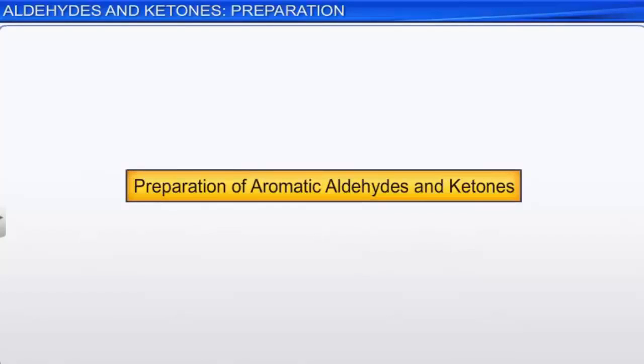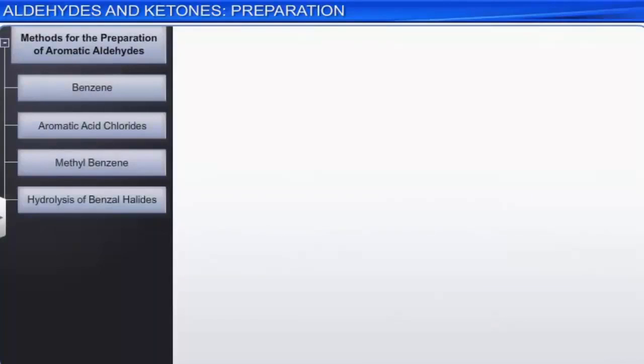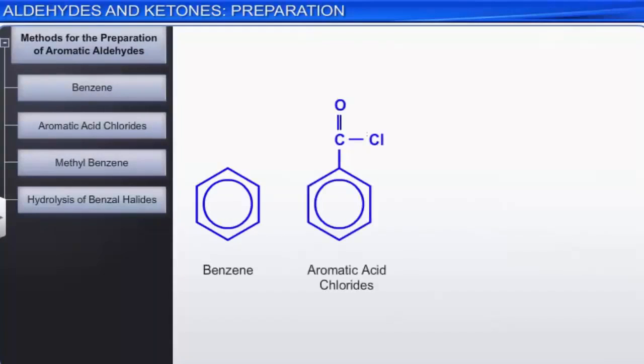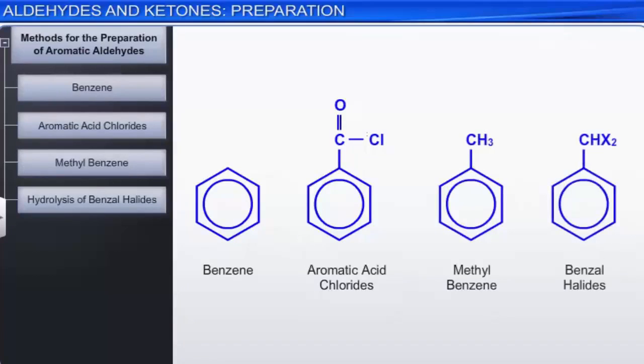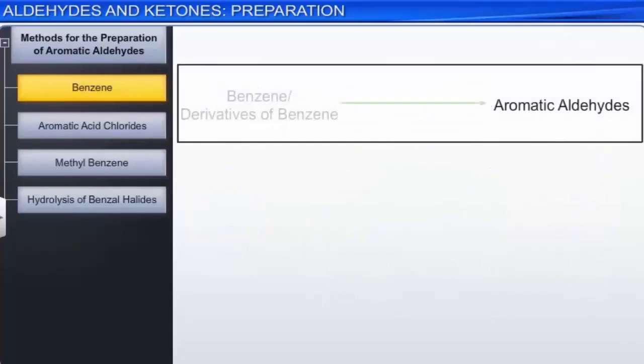Let us now look at the preparation of aromatic aldehydes and ketones. Aromatic aldehydes can be prepared from benzene or aromatic acid chlorides or methylbenzene or from benzyl halides. Let us discuss each method. Aromatic aldehydes can be prepared by treating benzene or its derivatives with carbon monoxide and hydrogen chloride gas in the presence of anhydrous aluminium chloride or cuprous chloride.